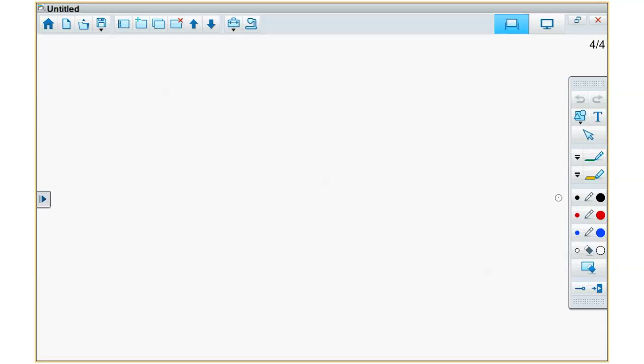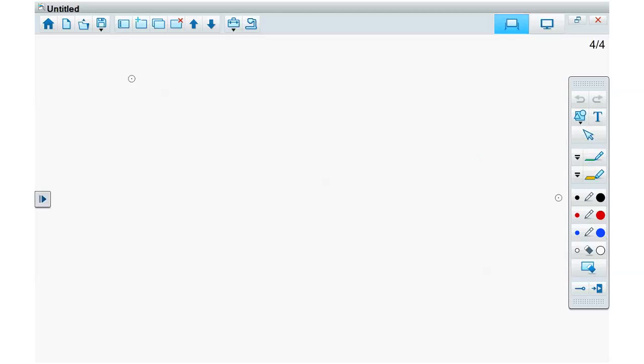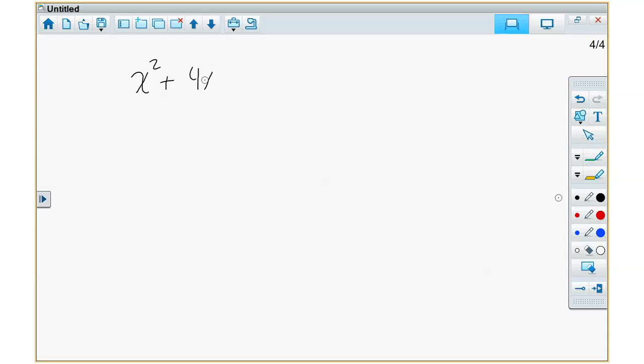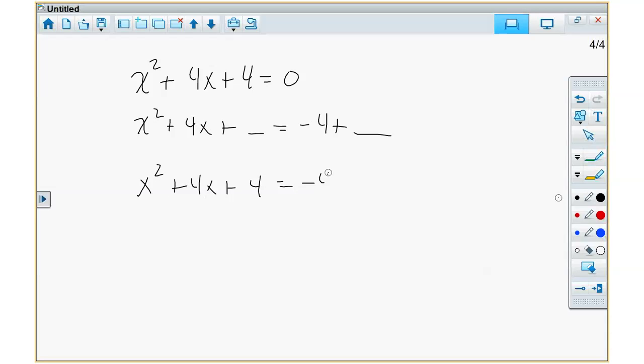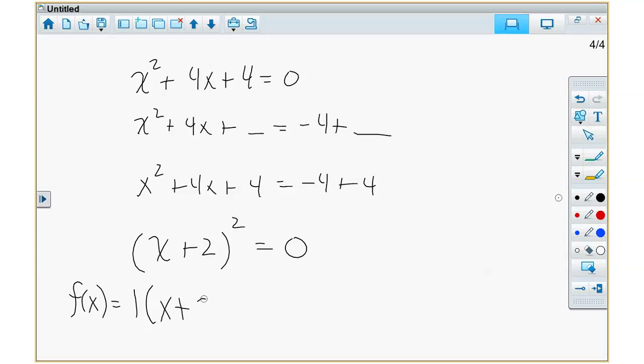In Unit 2, this is what we're doing. x squared plus 4x plus 4 is equal to 0. Quadratic equation, right? Everybody with me? What does this look like? No, what does this look like? This looks like f of x is equal to 1 times (x plus 2) quantity squared minus 0. What does that look like?